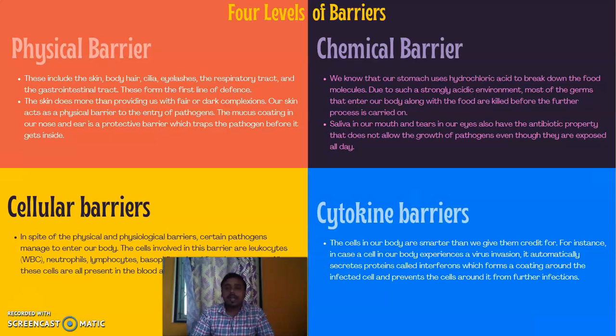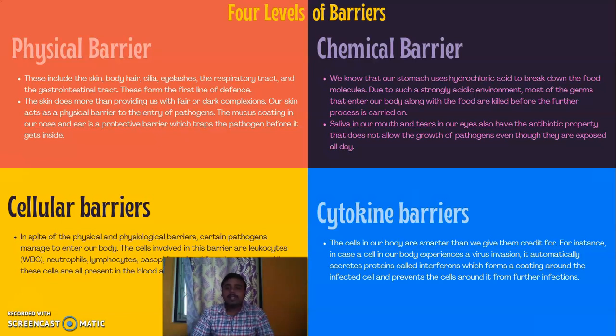The third level of barriers in our bodies are cellular barriers. In spite of physical and physiological barriers, certain pathogens manage to enter our body. The cells involved in these barriers are leukocytes, that is WBC, then neutrophils, lymphocytes, basophils, eosinophils and monocytes. All these cells that are present in the body and tissues take care of the next line of defense.